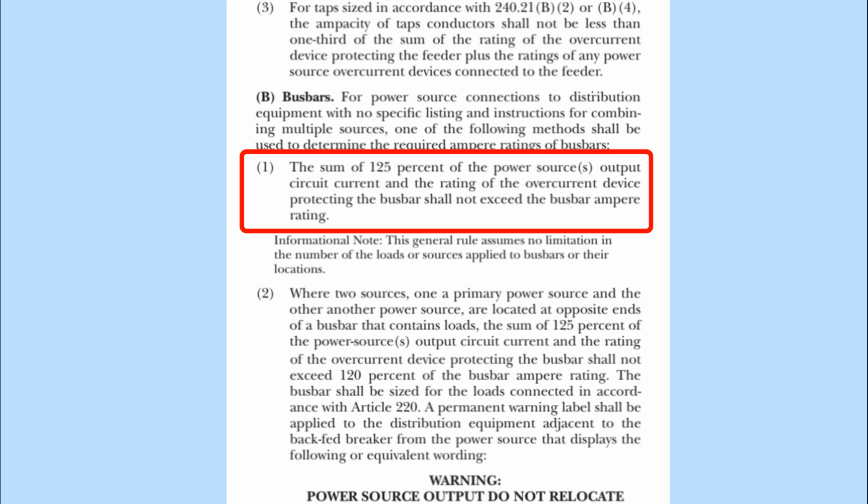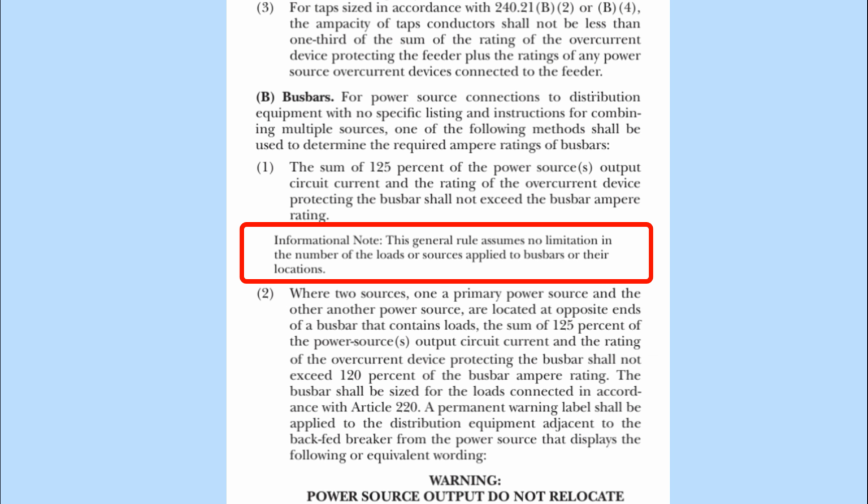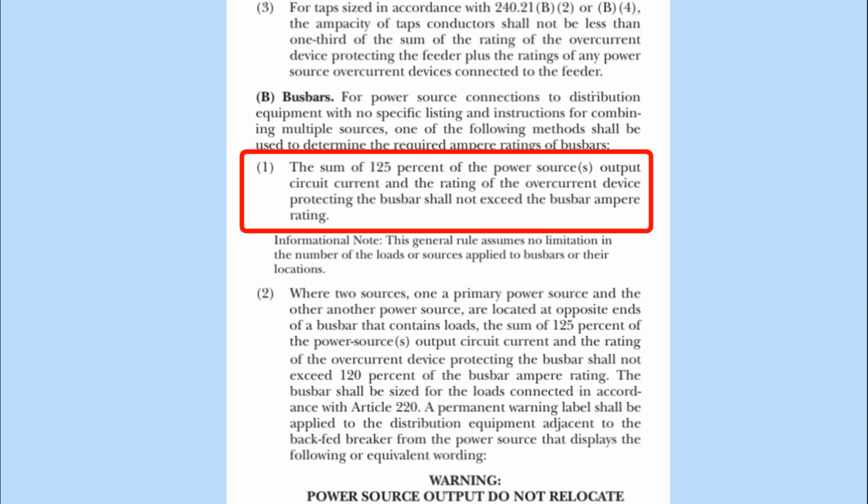And there's an informational note to go along with that. Informational note: This general rule assumes no limitation in the number of loads or sources applied to bus bars or their locations. So this one's very straightforward. Add the rating of the main breaker to 125% of the ratings of the other power sources, say one or more inverters, and that's the minimum the bus bars must be rated for.